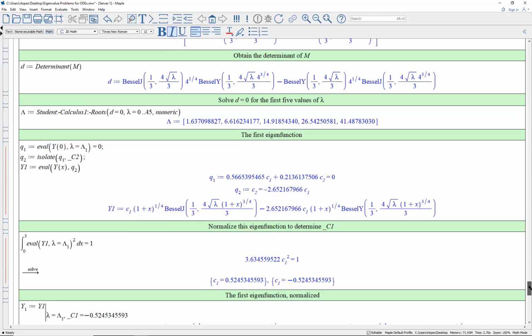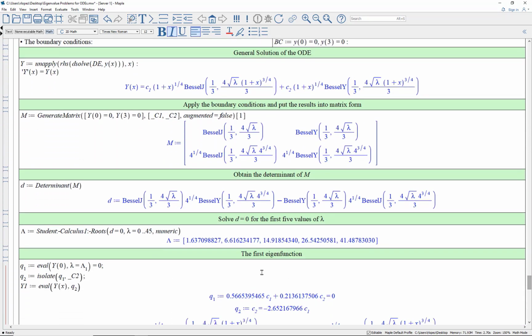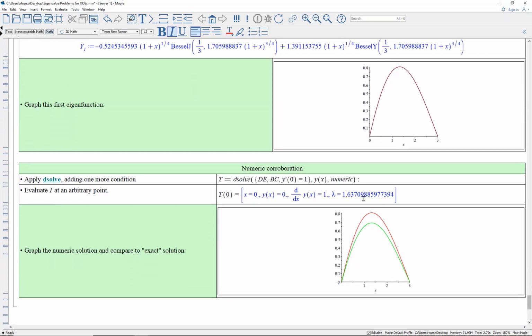1637. And we'll go back up here. Where did we get that? This stuff here. 163709. That's pretty much what we computed here. The red graph is this one. The green graph is the eigenfunction that Maple calculated numerically. They're not the same. The scaling is not the same.